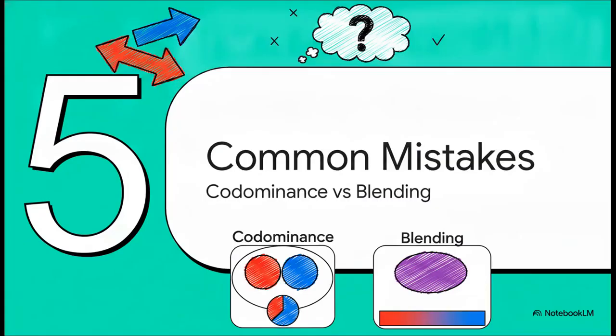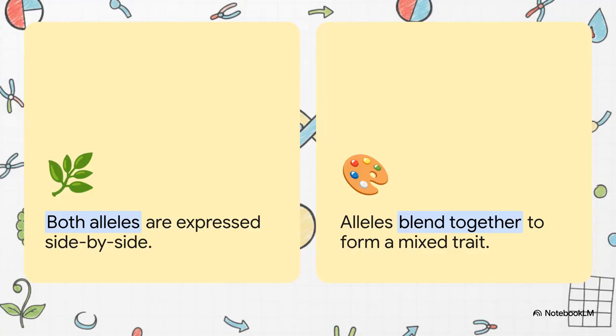Moving on to Section 5, spotting the common mistake, codominance versus incomplete dominance. Let's compare these two directly on screen, because this is where a lot of people lose points. In codominance, both alleles are fully expressed side by side. Think back to those R and L leaf alleles, both distinct, both present. But in contrast, with incomplete dominance, alleles blend together to form a mixed phenotype.